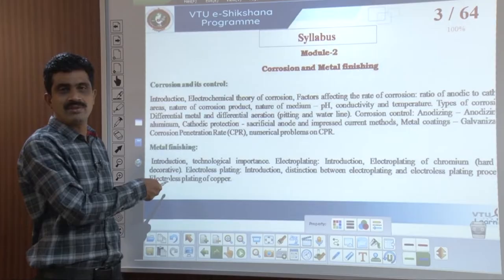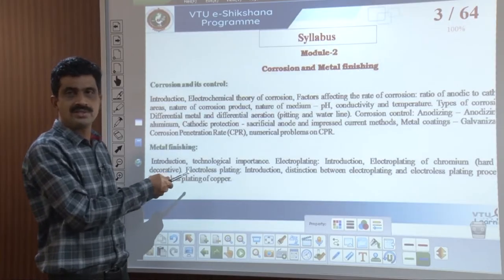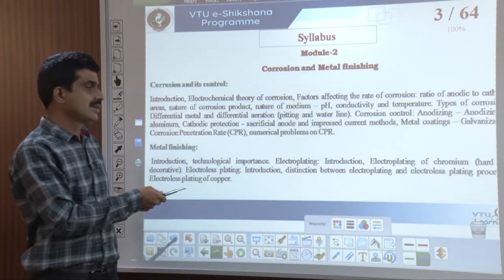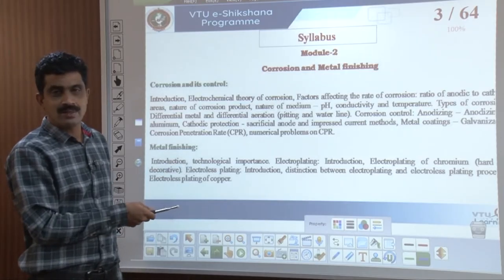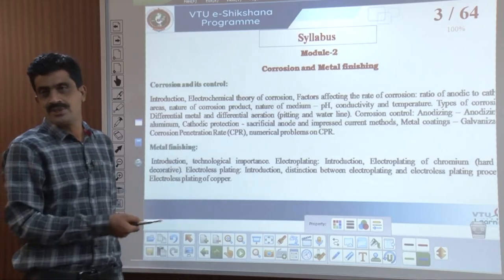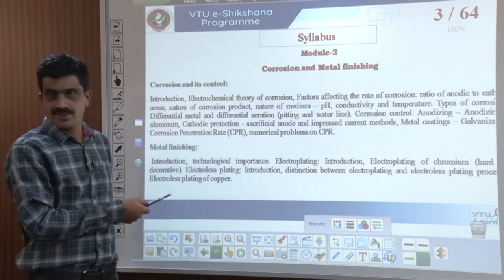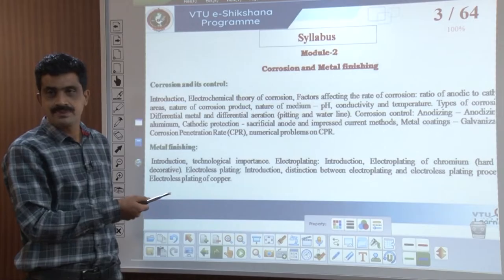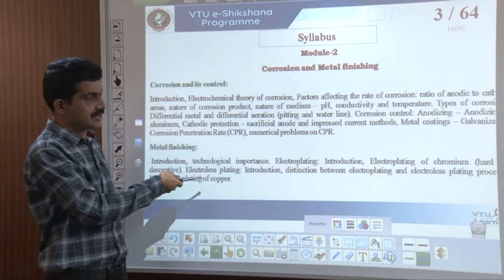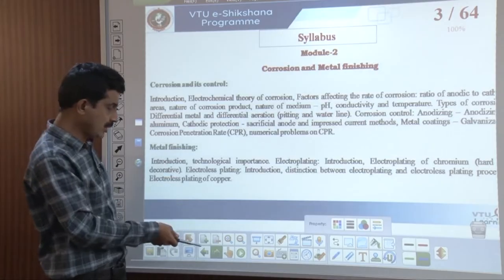And one more chapter we have in module 2, it is metal finishing, the technological importance of metal finishing, electroplating and electroless plating processes. So Dr. G.M. Krishnaiah, Professor and Head, Department of Chemistry, Sir M. Visvesvaraya Institute of Technology, will be teaching this module.